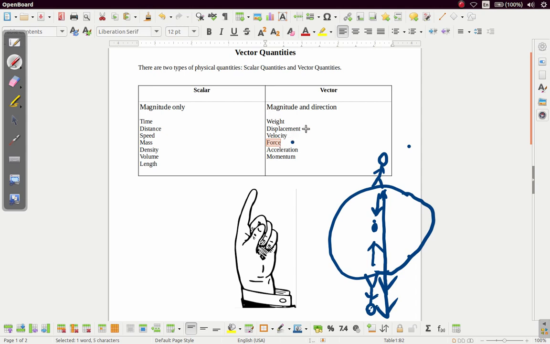You have displacement. Well, displacement is associated with distance, and you're talking about distance in a specific direction. You specify the direction, and that turns distance into the vector quantity displacement. Alright?